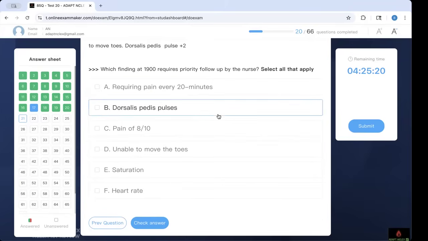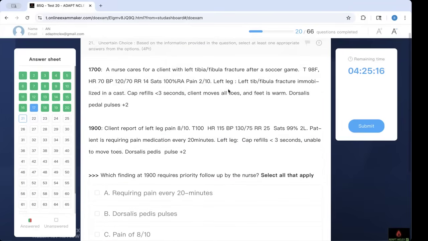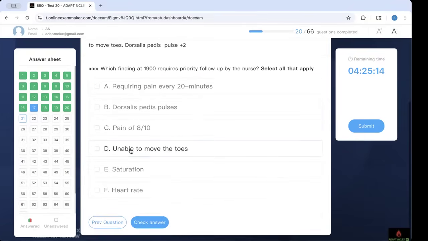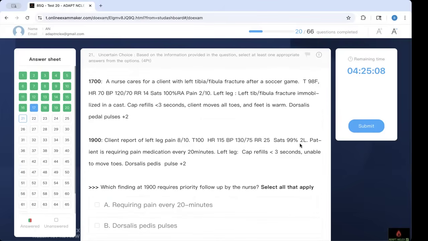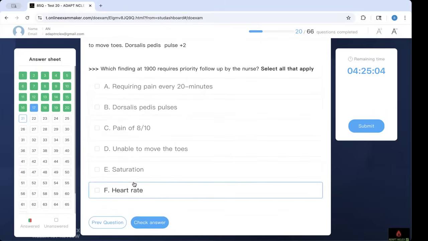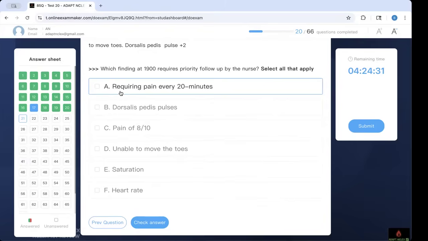Requiring pain medication every 20 minutes. The dorsalis pedis pulse is now +2. What was it before? It was +2. Pain is 8 out of 10. He is unable to move his toes. Saturation, what is the problem? 99 on 2 liters. His saturation was 100% on room air. That's not good. And his heart rate, what is his heart rate? 115. What do you think is going on?